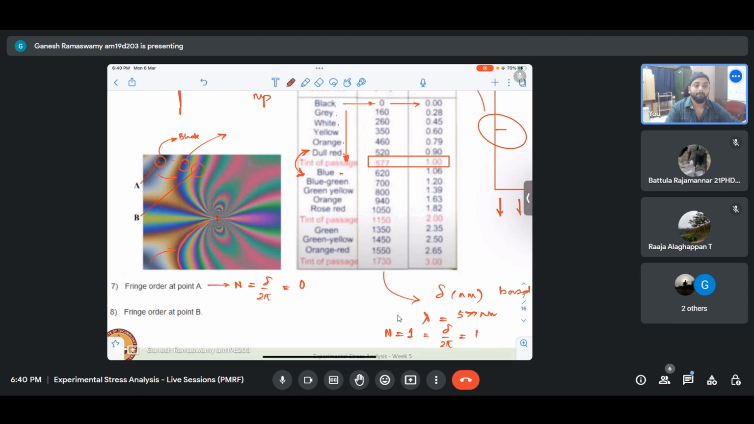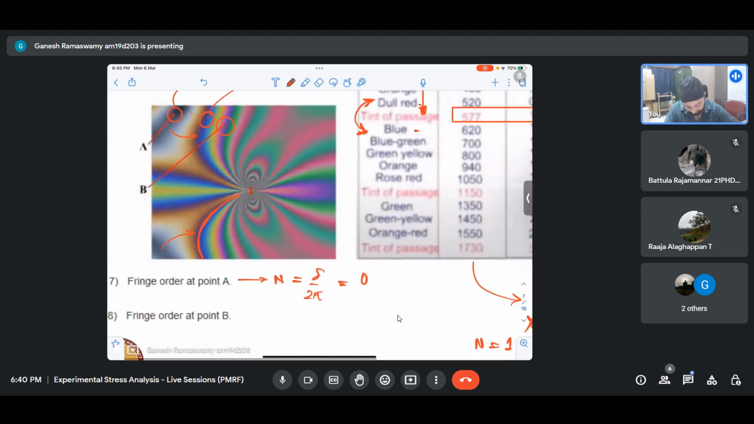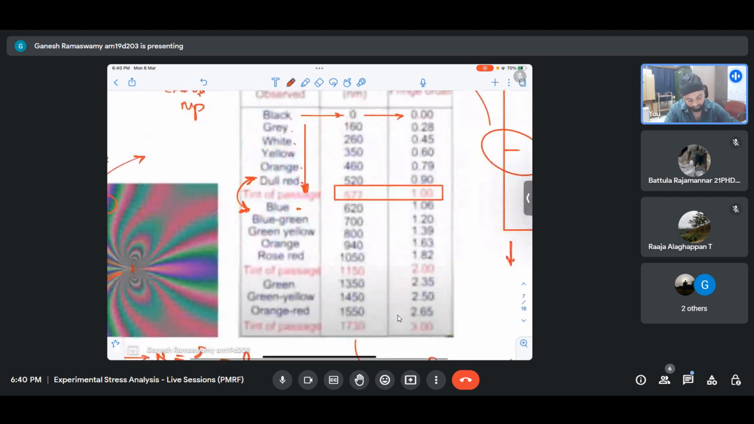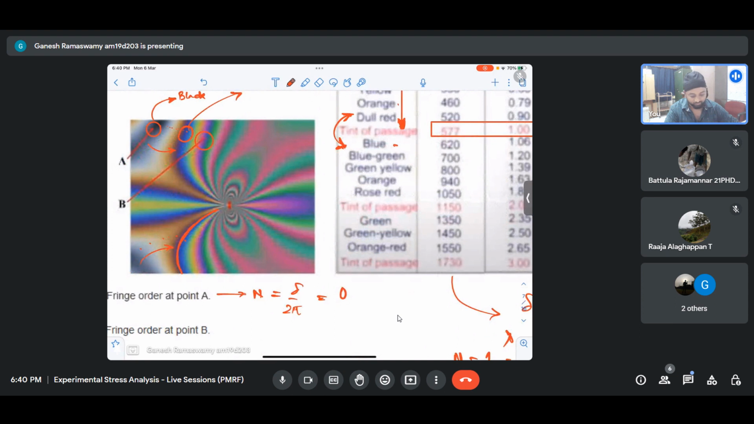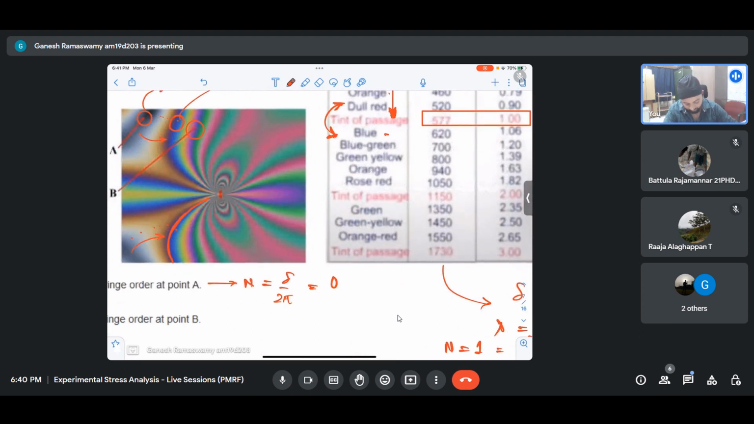Yeah, okay. So here we can see we are going from black to gray to white to red to blue, falling along the same line, and from dull red to blue it has a fringe order of 1. So this line which I have marked, let me mark it in yellow, that line is essentially fringe order 1.